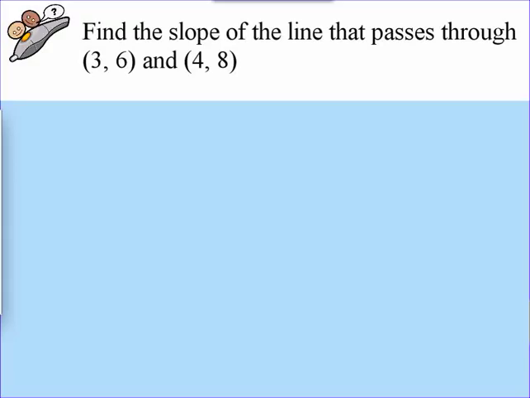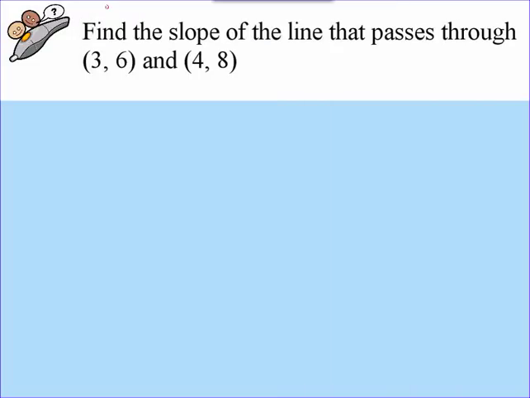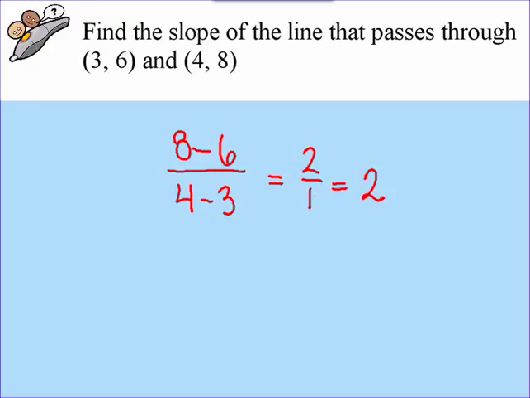Okay, so let's see what y'all got. And the answer is 2. There you go. So how do you get 2? Remember, we take 8 minus 6 divided by 4 minus 3, so you end up getting 2 over 1. Remember, one of the things I said is you need to reduce down if you can. 2 divided by 1, the answer is 2.